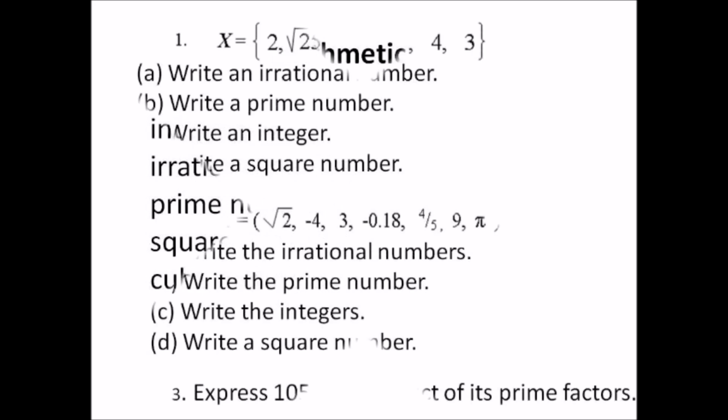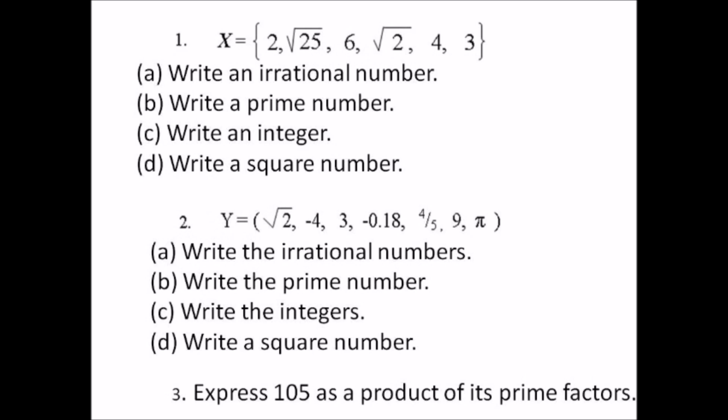1, x is 2, square root of 25, 6, square root of 2, 4, and 3. Write an irrational number from that. Write a prime number from it. Write an integer from it, and write a square number from it. Do it quickly. You just need one answer. There may be more than one answer. You just need to write one.